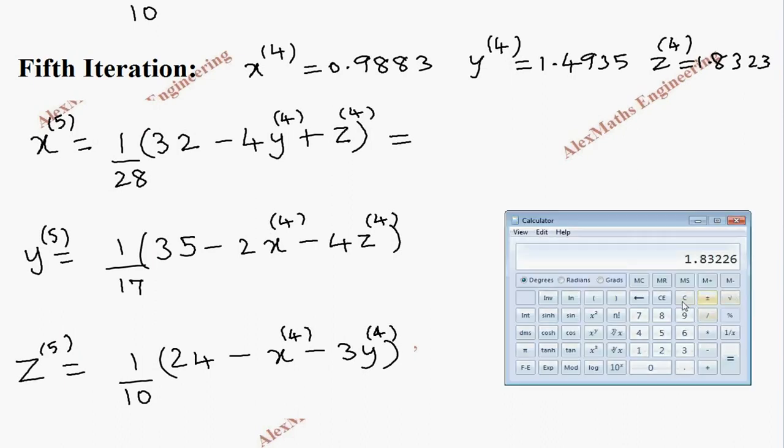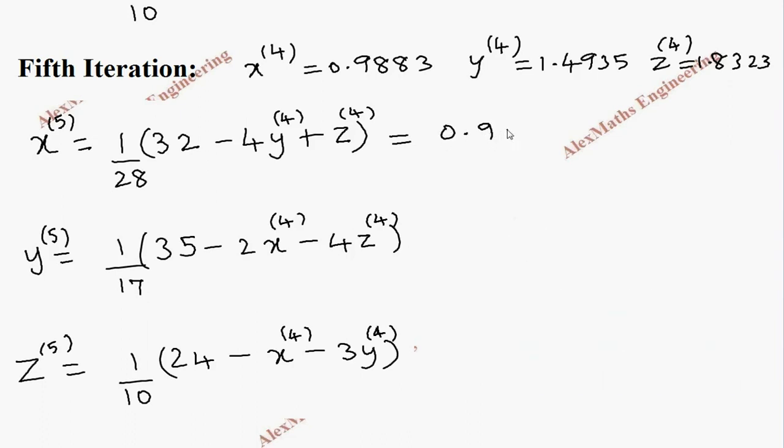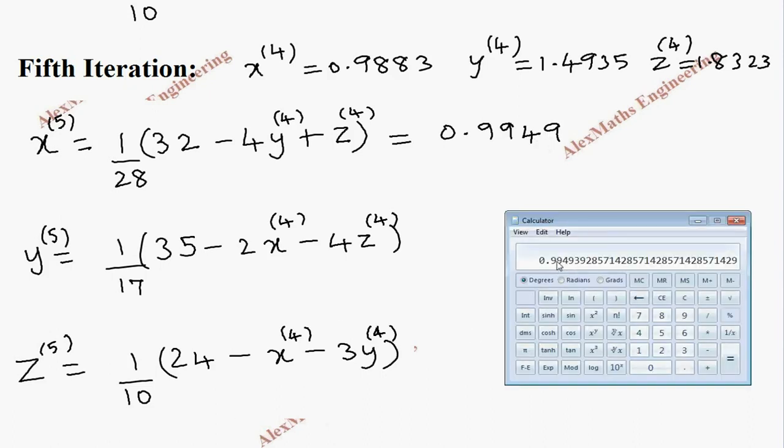Take the calculator. We have 32 minus 4 into y of 4, 1.4935, plus z of 4, 1.8323. This whole value divided by 28 gives 0.9949. After rounding off to 4 decimal places, we are getting 0.9949.